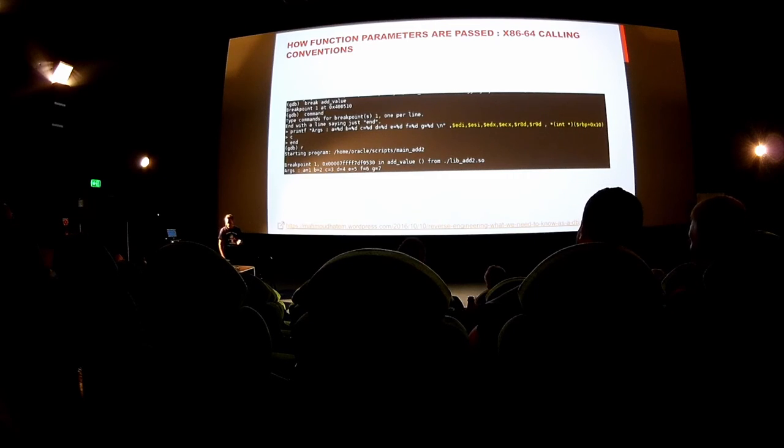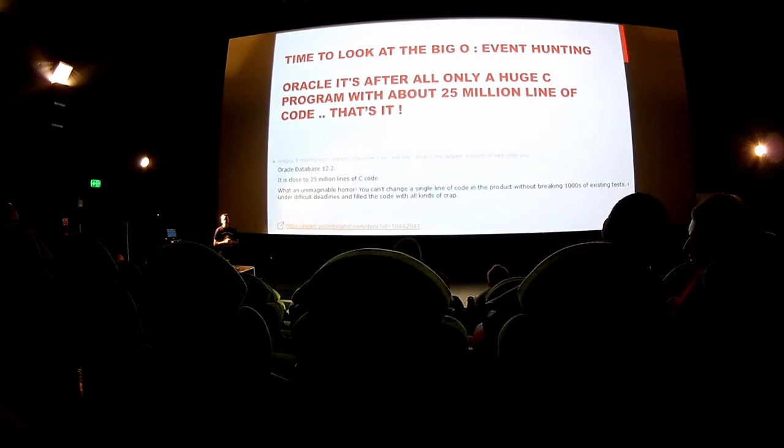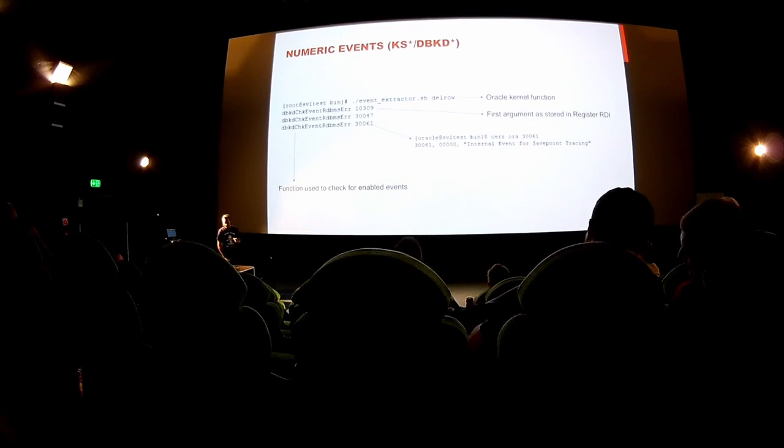So it's now time to take a look at the big O. Oracle, after all, is only a C program with about 25 million lines of code. Some Oracle guys describe it as a horror, so imagine not having the source code. I'm going to start with a simple case, which is the old event API.